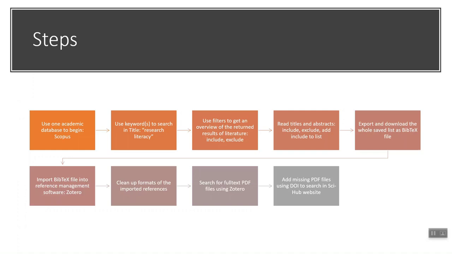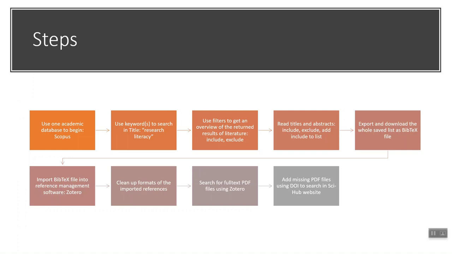The second step is, on Scopus, you use keywords and search in different positions of publications, such as title, keyword, abstract, full text, etc. In this demonstration, I will only search keywords in the title, and the keyword I'm going to use is research literacy.